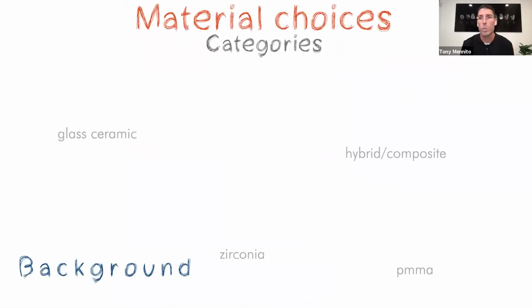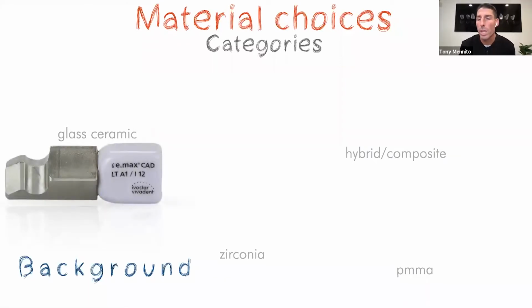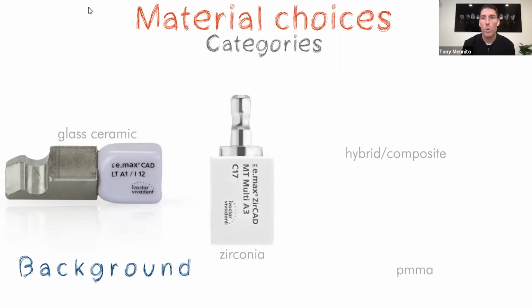When we talk about material choices and what are available in blocks, basically it falls into these four categories. Glass ceramic is the one that is, I think, probably the most popular still. Glass ceramic includes emax, which is a fantastic material. We're going to talk quite a bit about emax moving forward, but zirconia is becoming more and more popular as a chairside option. And we'll talk about this as well. There are pros and cons to doing chairside zirconia versus doing lab fabricated zirconia. And we will talk about that.